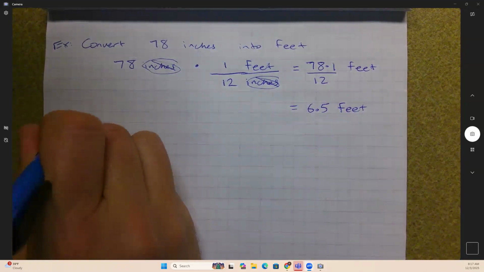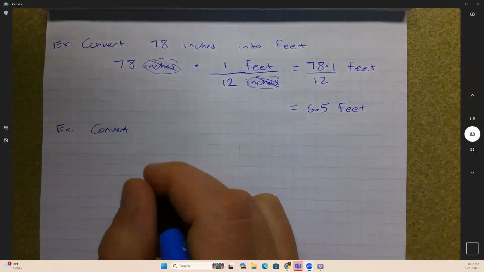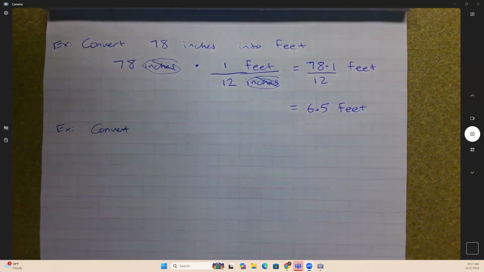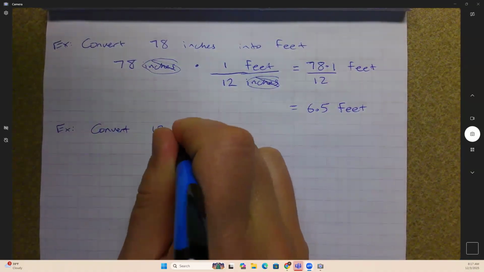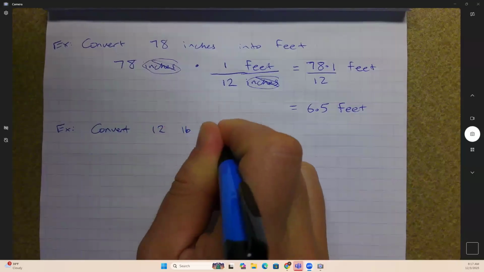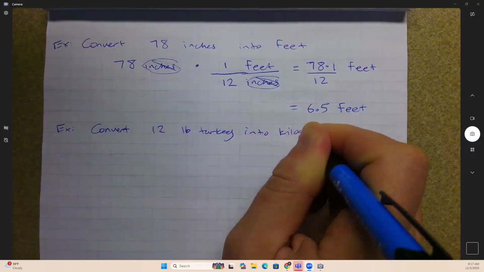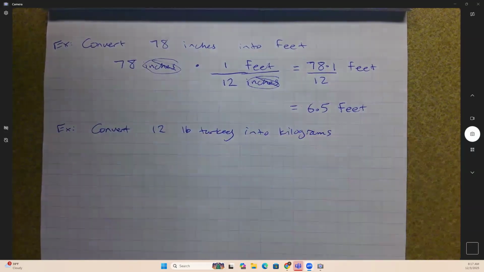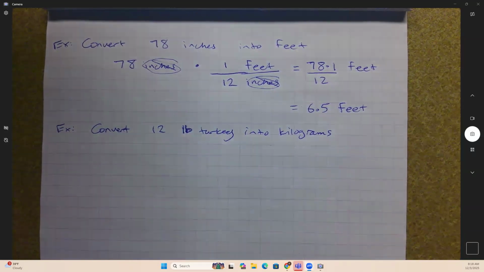Let's do another example with some different units. Let's convert a 12-pound turkey into kilograms of turkey. LB is pound, like libra in Spanish. So it's basically the Latin. And then in English, we've adopted LB for the units.